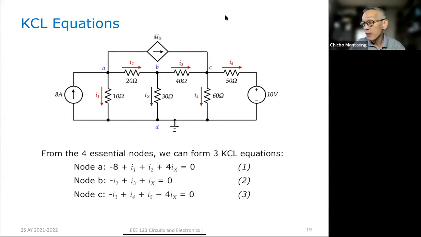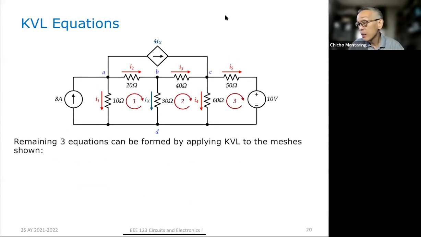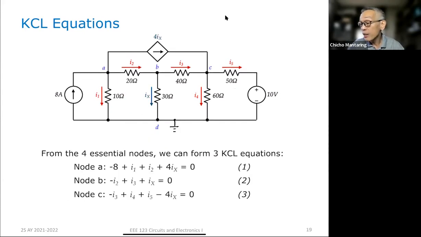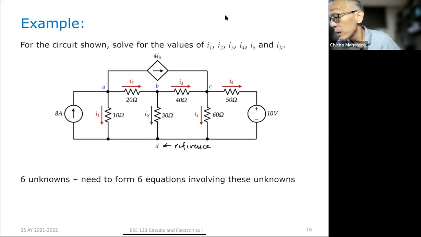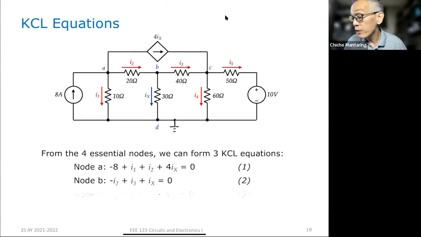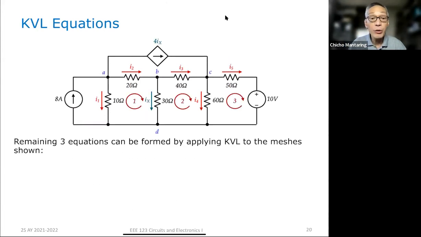Now, the remaining three equations can be formed by applying KVL to the meshes. I have 6 unknowns. Ano ba unknowns ko? I1, I2, I3, IX, I4, I5. Okay, I have 6 unknowns. So, tatlo na yan. So now I apply KVL to the meshes.